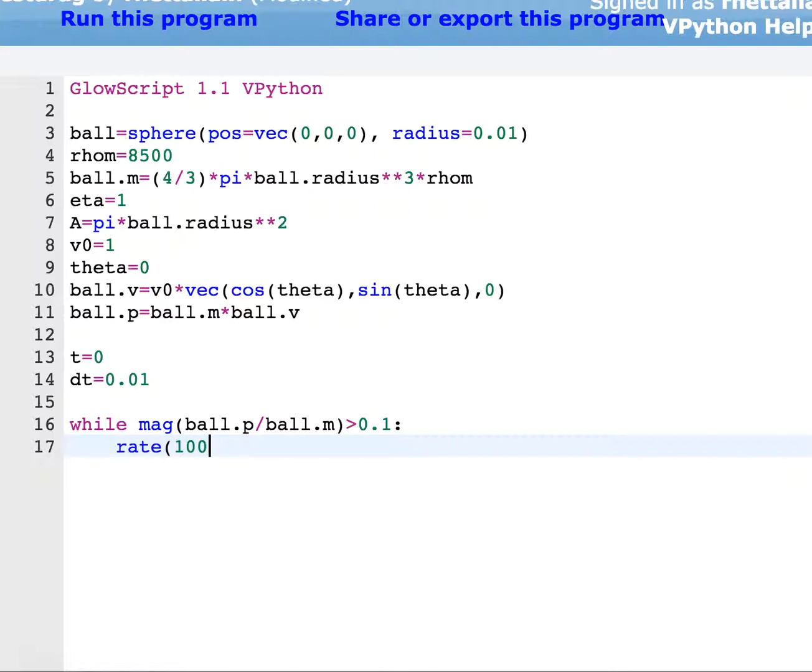Rate 100. Since I'm doing 100 calculations per second, this line right here in line 17 says don't do more than 100 calculations per second. So that just makes it run right.